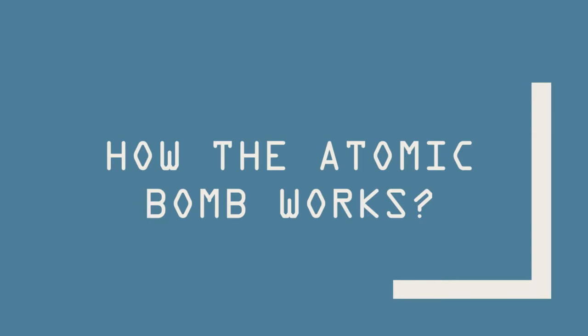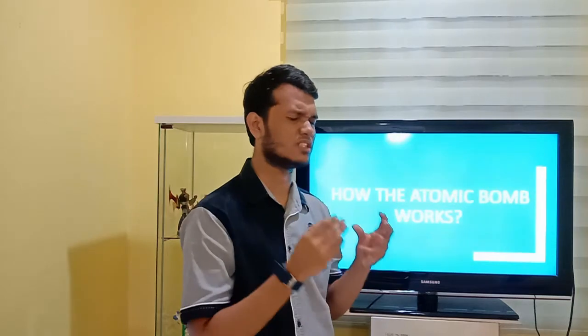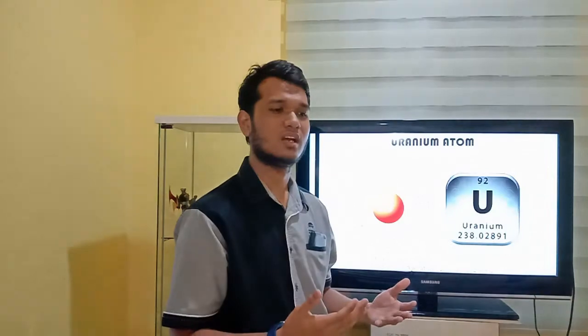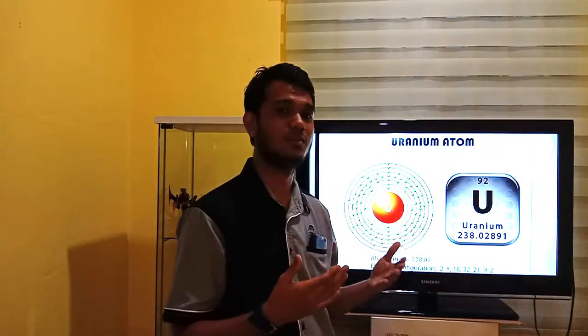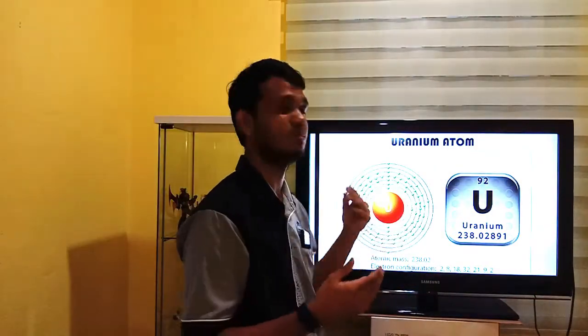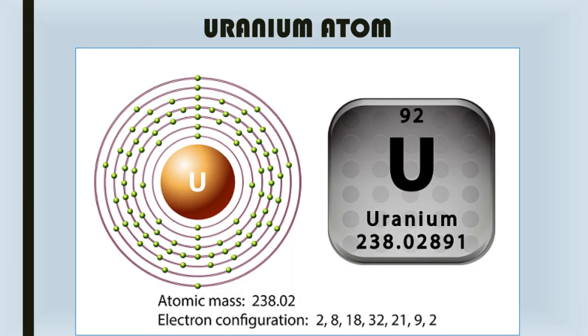So we move to the next chapter, how the atomic bomb works. Let's discuss the first thing we need to know, which is what material is responsible for this massive explosion. Scientists researched and used the biggest radioactive nuclei atom, which can be fissionable and sustainable for this atomic bomb, which is the uranium atom. So let's take a look at the uranium atom. Uranium atom consists of 92 protons plus 146 neutrons, and we get 238 as its atomic mass.